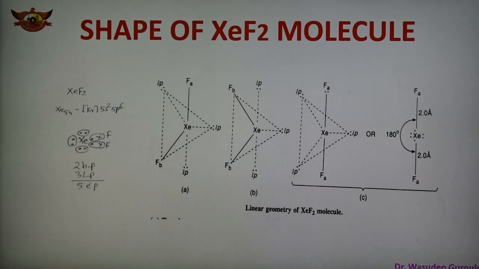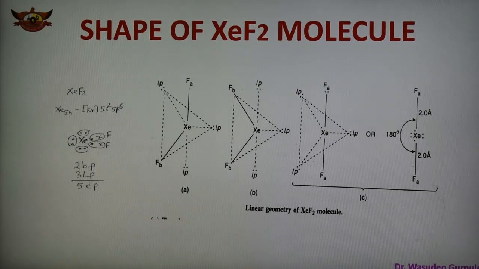So in case of the xenon difluoride molecule, there are three possibilities. In figure A, it is shown two lone pairs at equatorial position and one lone pair at axial position. In figure B, one lone pair at equatorial position and two lone pairs at axial position. In figure C, all the three lone pairs are present at equatorial position.